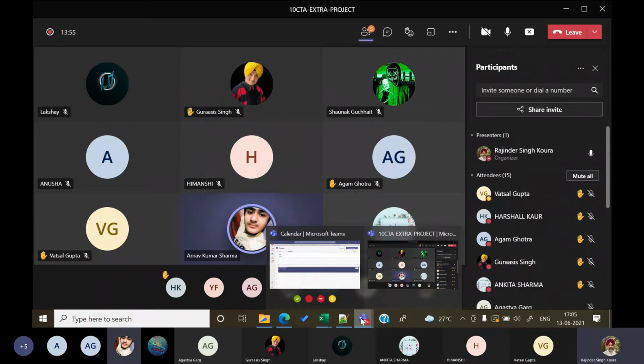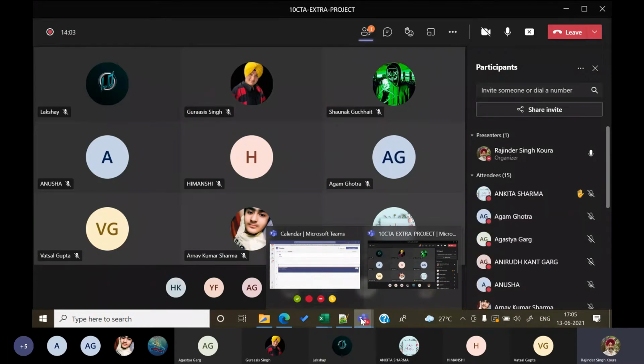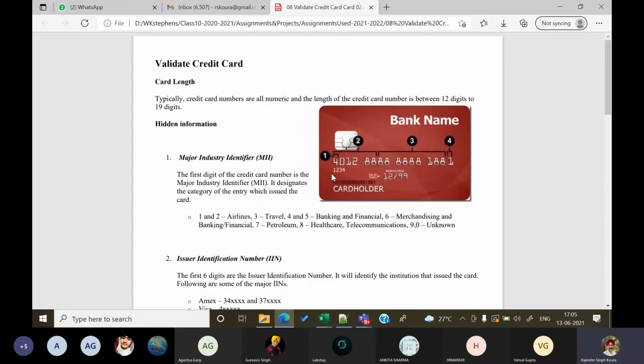Yes, sir. The moment you start typing on the left-hand side, on the right-hand side or somewhere, it will show that this is a Visa card, or it will show this is a MasterCard. So how does the system come to know whether it is a Visa card or a MasterCard? It is because the numbers on the credit card have a meaning.